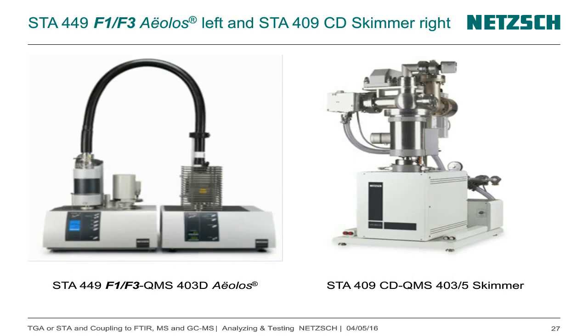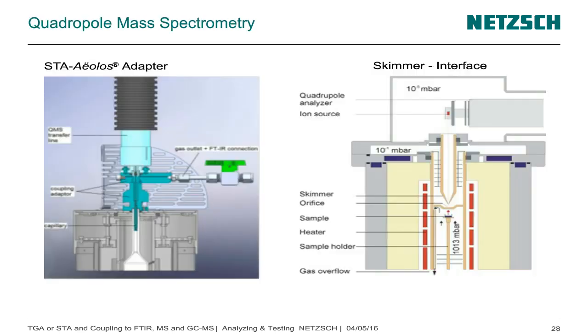We have, with the mass spec, two possibilities. We have the coupling of the quadrupole mass spectrometer to the 3D ILOS via a transfer line, where we make the pressure reduction, or with a skimmer. And on the next slide you see the schematics of these two instruments.